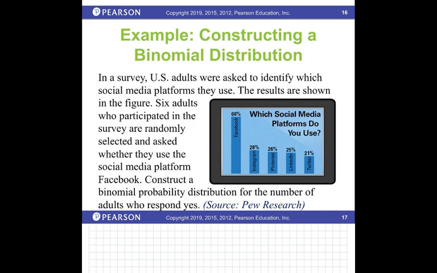If this is a binomial distribution, what's our n? How many trials are we talking here? This survey was conducted for six adults. What's the probability of success? For them using Facebook, if we look at the chart, it says 68%. So the probability of success is 68%. Then what's the probability of failure? 32%, right? Because if that was 70, there would be 30 plus the additional 2 that we knocked off.